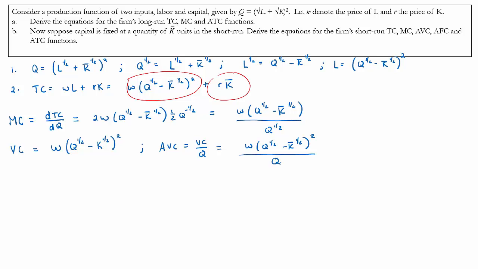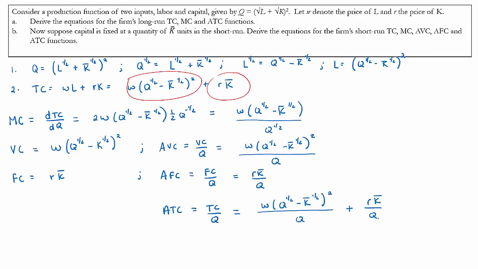Average fixed cost is fixed cost divided by Q. Here, fixed cost is R times K bar. So average fixed cost is R times K bar divided by Q. Now lastly, average total cost is total cost divided by Q, which in this case gives us this equation. Notice that average total cost is also the sum of average variable and average fixed costs.